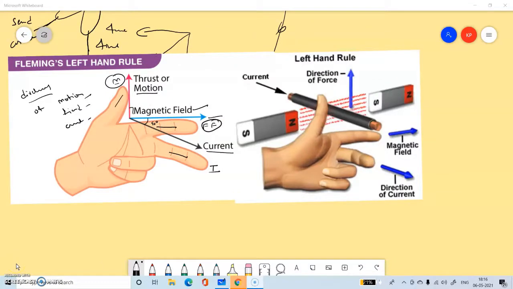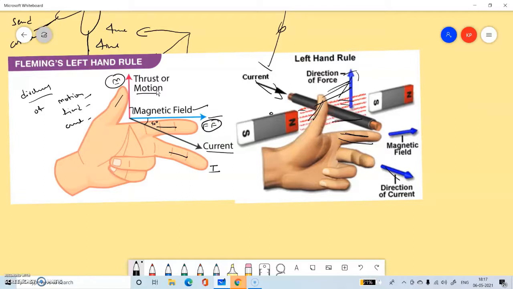Here we can see the figure of how we represent the direction of the current, motion and field. Here we are having magnets, and these are the magnetic lines from North Pole to South Pole. This finger will show you the direction of this magnetic field, and next this is our thumb. This is the direction of the force. And next the current direction, that means the current is like this, it is coming inside.